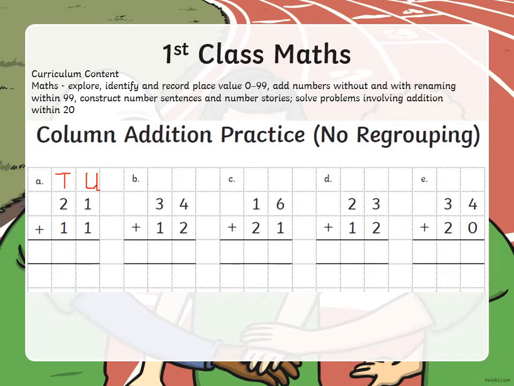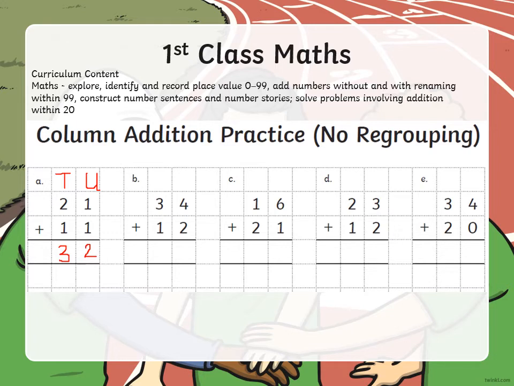So here I've got 1 plus 1, and this line means equals 2. So 1 unit and 1 unit makes 2 units. So I write it underneath the line in between the 2 lines here. Then when I'm finished adding my units, I move on to my tens. 2 tens plus 1 ten makes 3 tens. So 3 tens and 2 units makes 32 altogether.